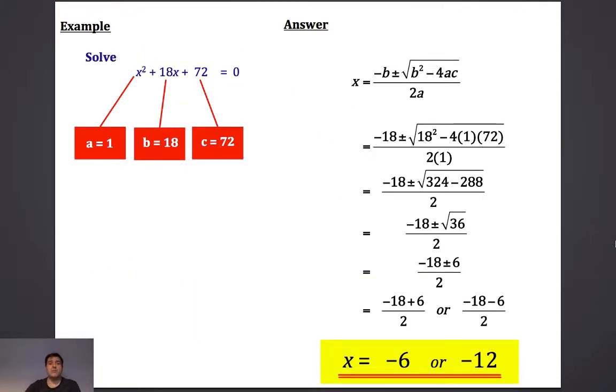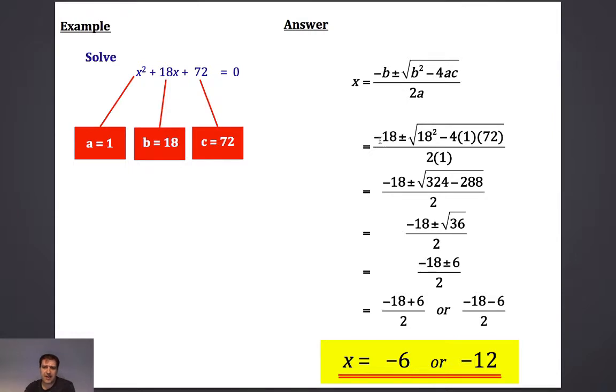So here's an example. Solve x squared plus 18x plus 72 equals 0. So we've got just a single x squared there, so that's like having 1x squared. So a is 1. We've got 18x, so b is 18, because it's how many x's we've got. And then we've got plus 72 on the end, so c equals 72. So I take that formula, x equals minus b plus or minus square root b squared minus 4ac all over 2a, and I plug in all of those numbers.